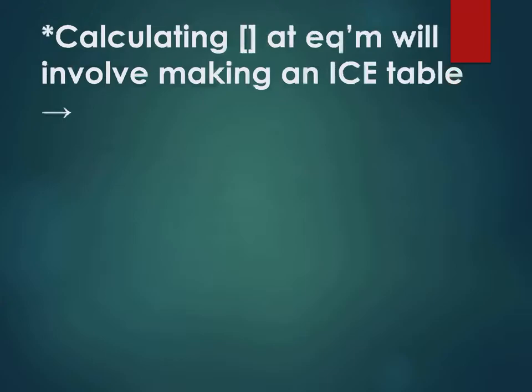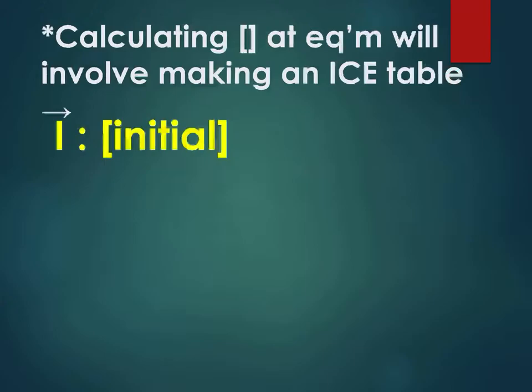Okay, so when you are doing calculations, you're going to make what's called an ICE table. And I did talk a little bit about this in the Le Chatelier lesson. So that is, we just quantitatively said, is it going to shift to the right? Is it going to shift to the left? Now we're going to look at what the equilibrium concentrations actually are.